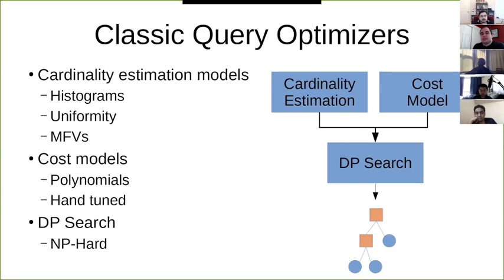Cost models are normally hand-tuned polynomial heuristics. You might think, okay, the hash join algorithm is linear. The merge join algorithm is linear, but the sort step is n log n, with tuned coefficients for each one of those pieces. The final part that combines those 2 pieces together is some kind of dynamic programming or DP search method. Because the space of all possible query plans is very, very, very large, you need some kind of solution, some kind of heuristic algorithm or dynamic programming solution to find the optimal plan within it.